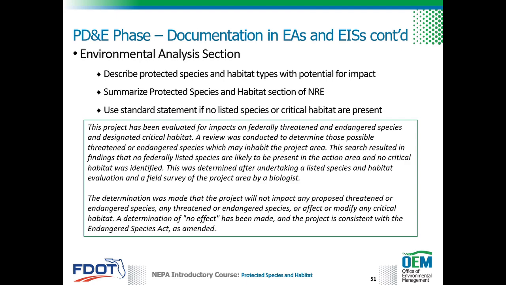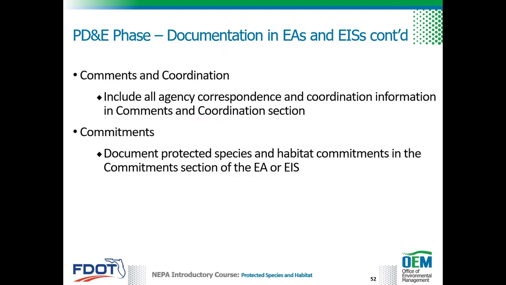Any tech memos or the NRE should also be referenced and placed in the project file. Part 1, Chapter 6 of the PD&E Manual contains more information regarding documentation in an EA. Correspondence with resource or regulatory agencies regarding protected species and habitat information, such as coordination letters, emails, meeting minutes, comments on technical reports, or concurrence letters, should be included in the comments and coordination section of an EA or EIS, referenced in the environmental analysis section, and then added to the project file.